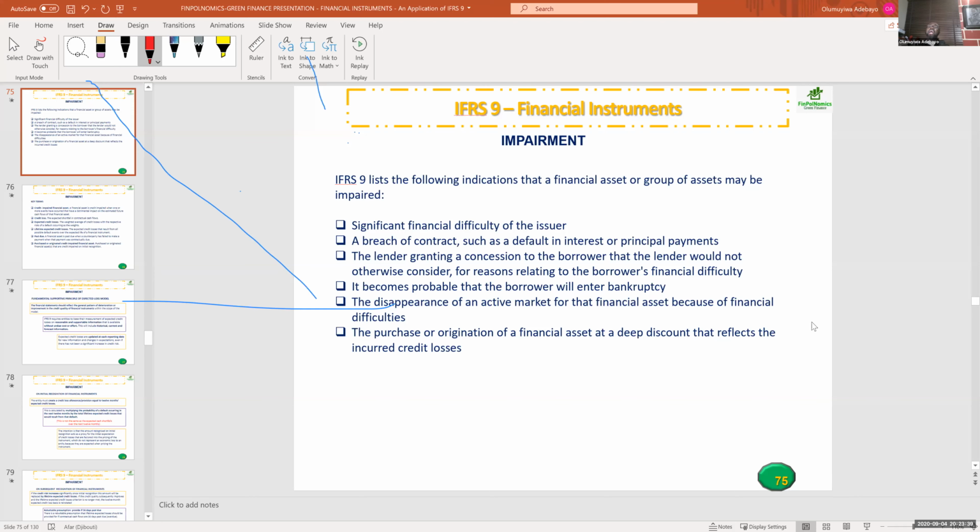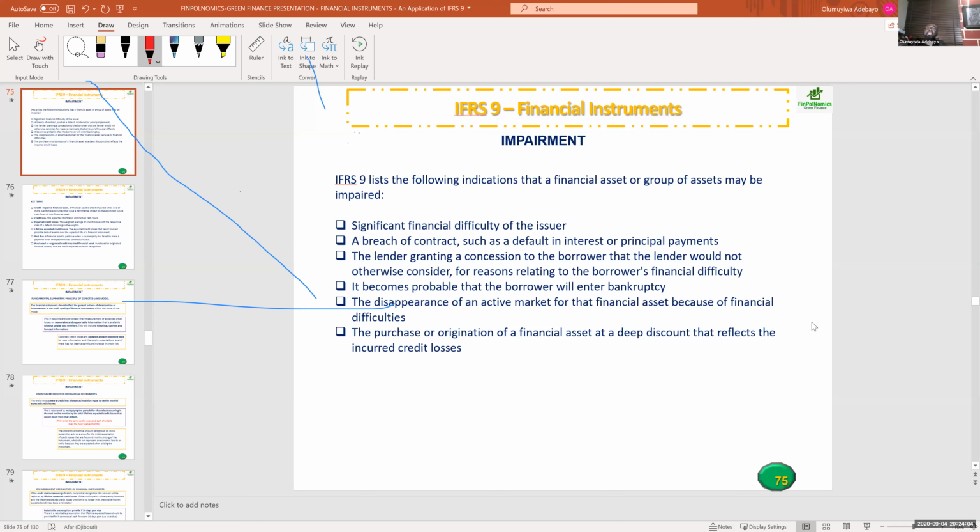If you have an investment in a financial asset, such as a debt security, and suddenly the market became inactive and this is of a permanent nature, so that there is difficulty even in selling that asset in the market because there's no willing buyer, the market no longer exists for such. It shows there's a loss event.